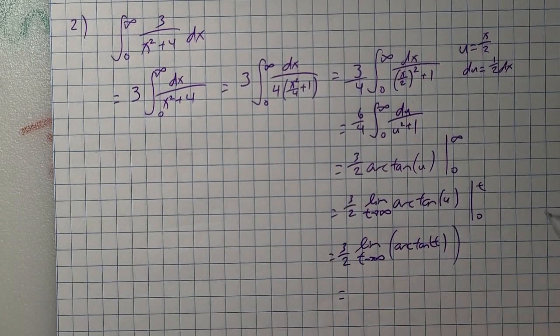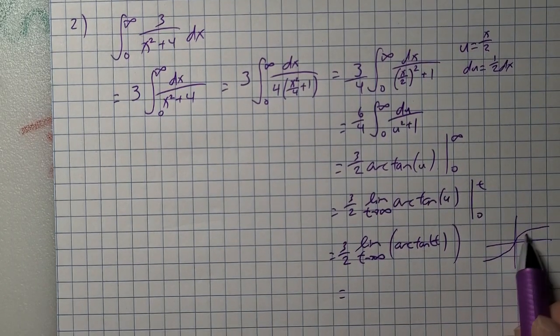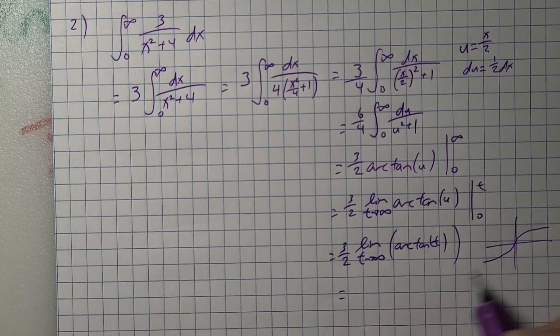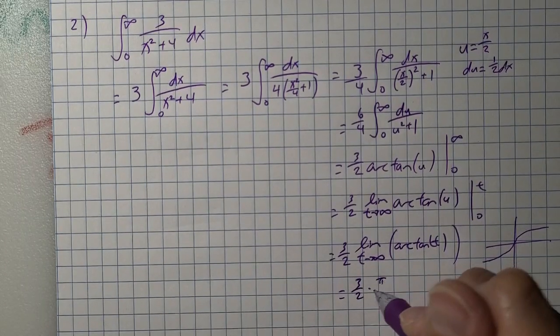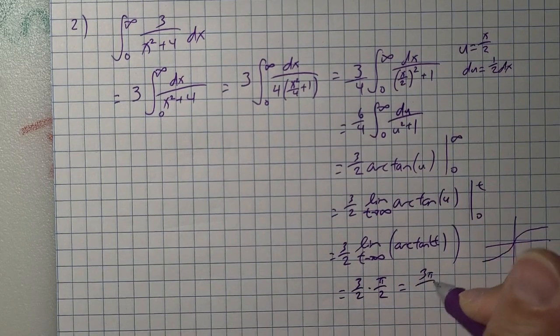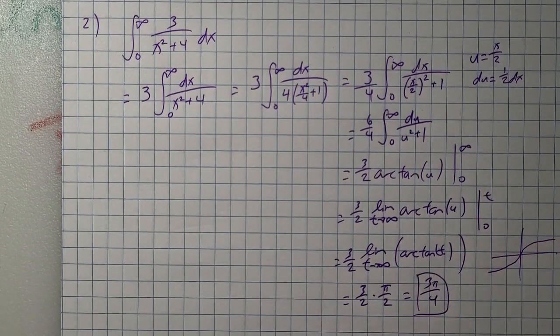Remember how the arctan looks? It looks like this. It has an asymptote as it goes to infinity. What's the asymptote? It is 3 over 2 times, the limit would be pi over 2. Okay, so that would just be 3 pi over 4. So this improper integral converges to 3 pi over 4.